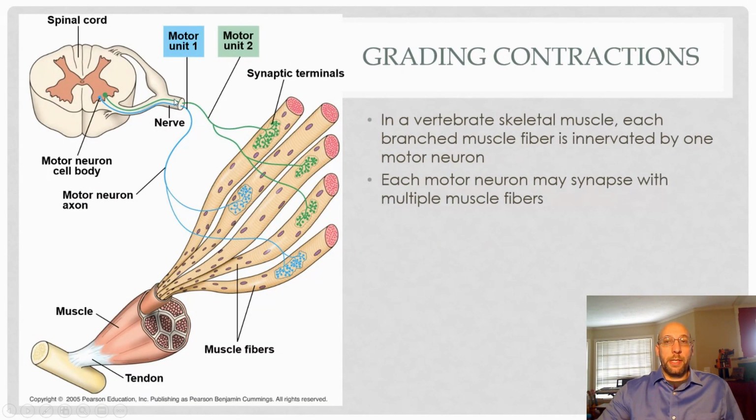A muscle fiber is innervated by one motor neuron, and each motor neuron may synapse with multiple muscle fibers. So you can have one motor neuron interacting with actually multiple muscle fibers. If you want to have a weak contraction, you could have a few of those muscle fibers turned on by one motor neuron, or you can have two motor neurons actually interacting with multiple muscle fibers, and so you can get this whole unit here contracting.